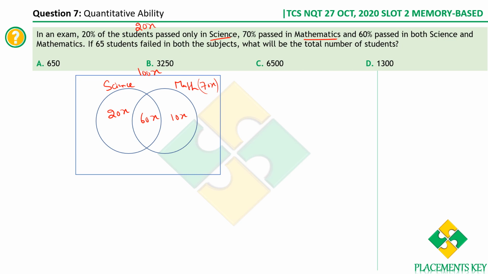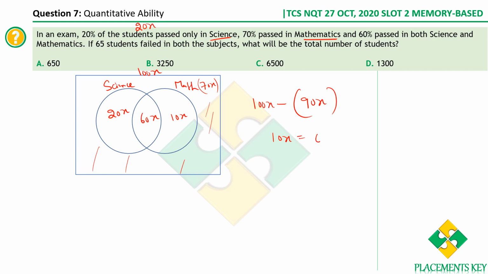Okay, now clearly what is this outside region? The outside region represents the number of students who failed both in science and mathematics. So what is the value? Subtract these values from 100x. If you subtract these entire values from 100x, you get the outside region, isn't it? So we add all these values: 20 plus 60 plus 10, 60 plus 20 is 80, 80 plus 10 is 90. So if you subtract 90x from 100x, you get the outside region. Is that clear? So 100x minus 90x gives the value as 10x.